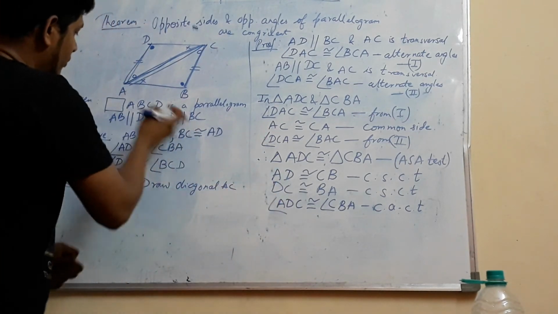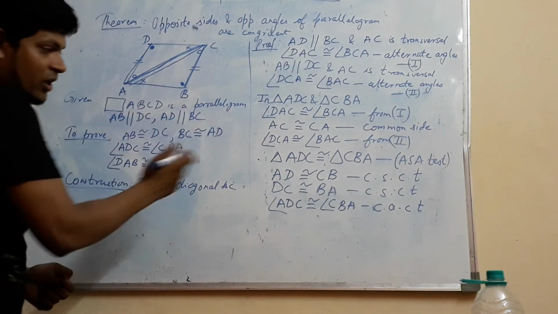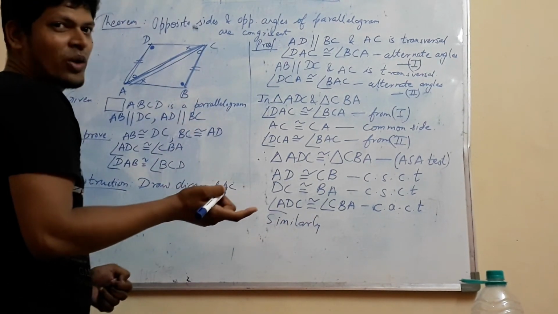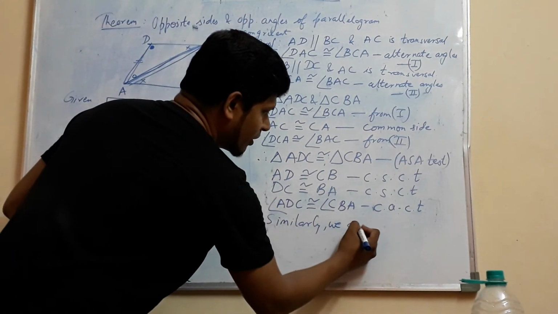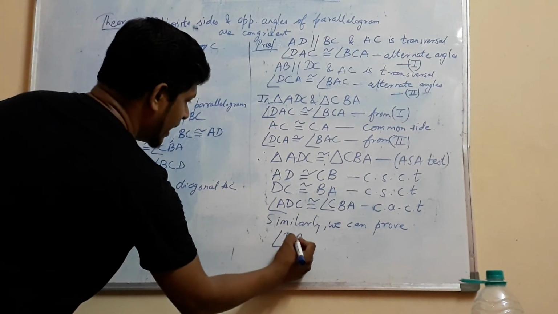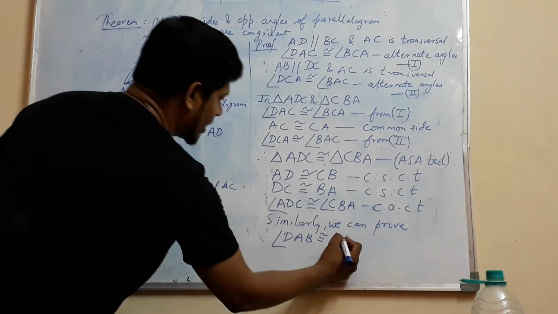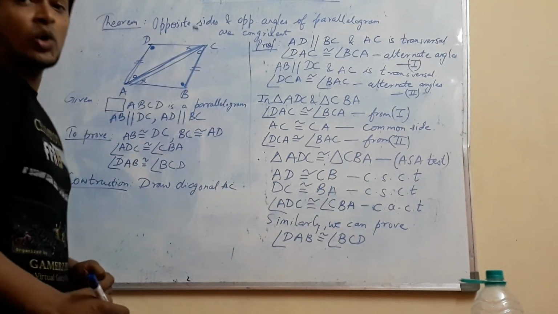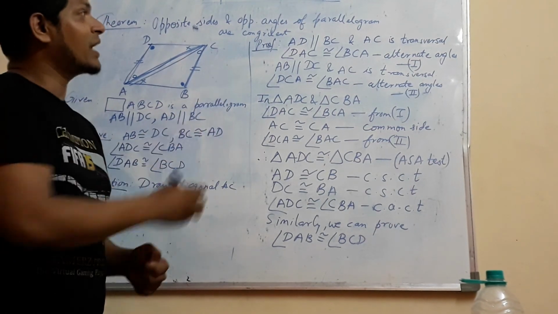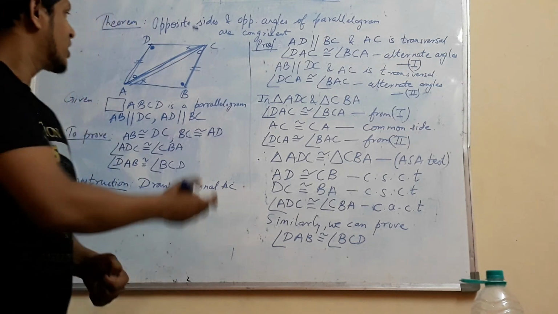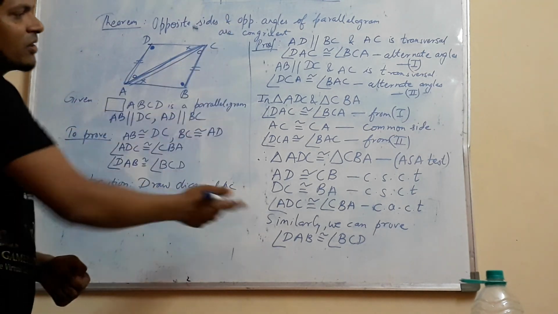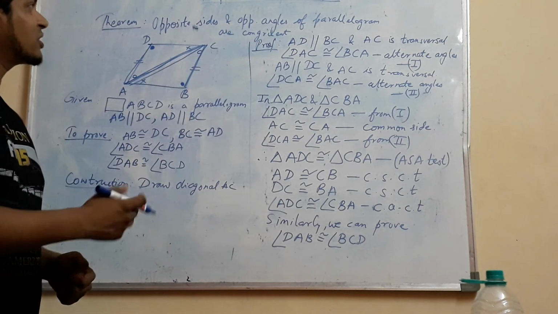So with that we have proved, but one angle is remaining, that also we can prove. Similarly, we have to do the same activity to prove that angle as congruent. Similarly, we can prove that angle DAB is congruent to angle BCD. So we have proved the theorem, that is opposite sides and opposite angles of a parallelogram are congruent. This was the diagram given to prove, and the construction and the proof. So with that the theorem is complete.